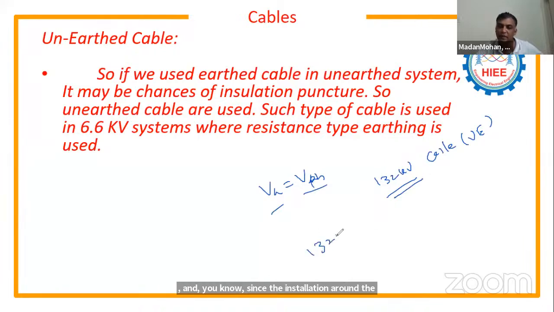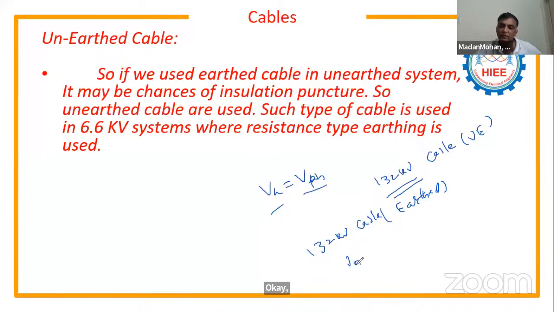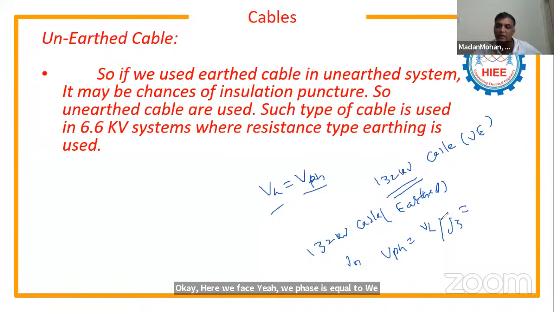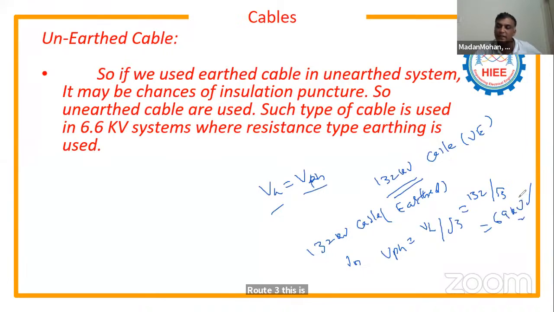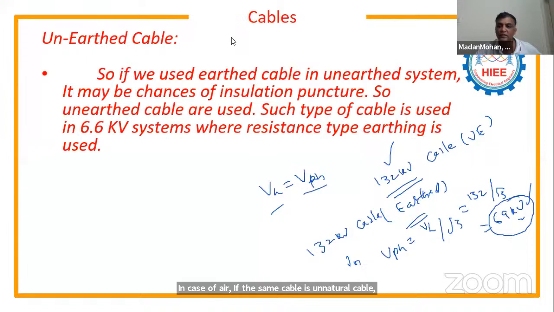The same 132 kV cable, if you are going with the earthed cable, in the sense your V phase is equal to VL by root 3. So what is the voltage around the phase? 132 by root 3, which is somewhere around 69 kV. So we are taking insulation for only 69 kilovolts in case of earthed cable. If the same cable is an unearthed cable, the insulation shall be considered for 132 kV. That's where your system will become very costly.